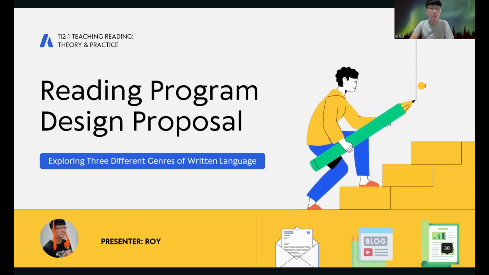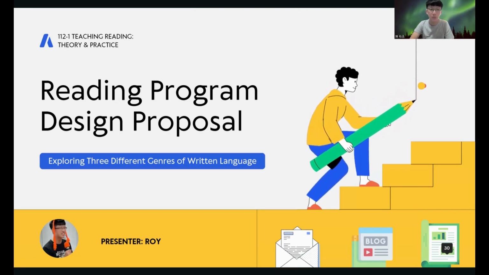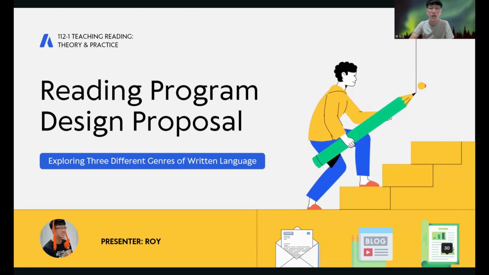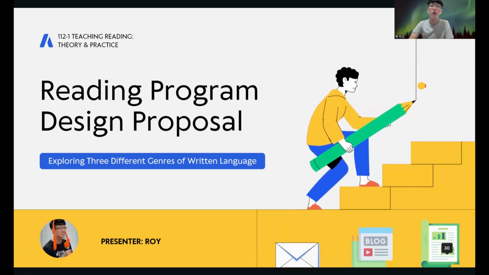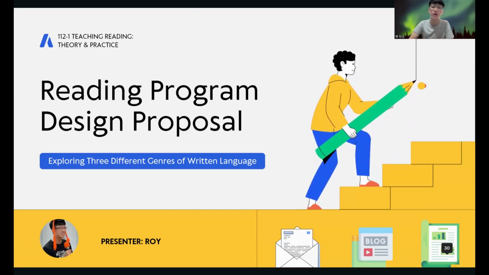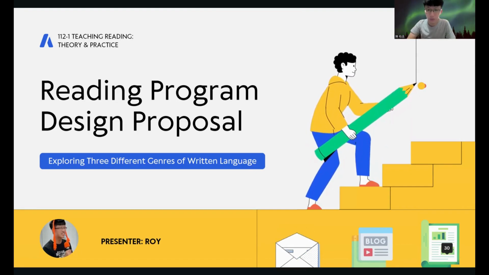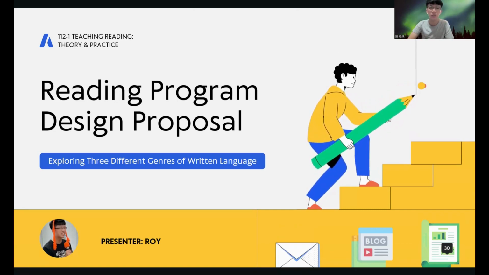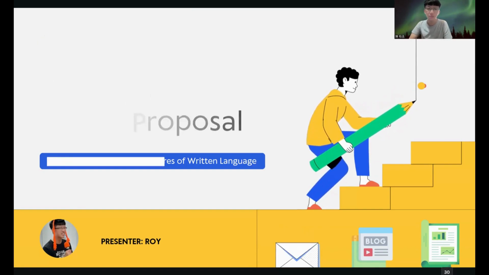And today I'm going to talk about my reading program design proposal. My topic would be exploring 3 different genres of written language. As you can see on the bottom right side, there are 3 cute icons. One is email, the other one is blog post, and the graph reports. So I'm going to talk about these 3 different genres of written language. And are you ready? Let's go.